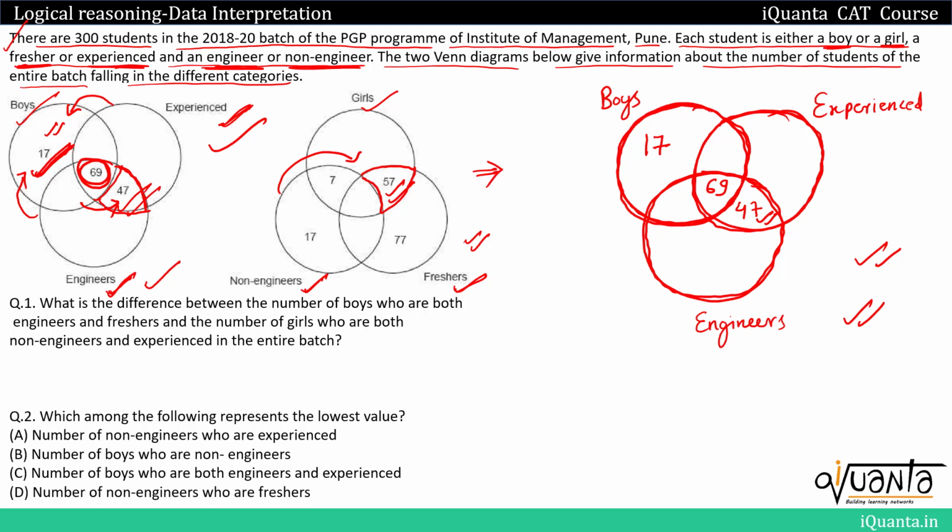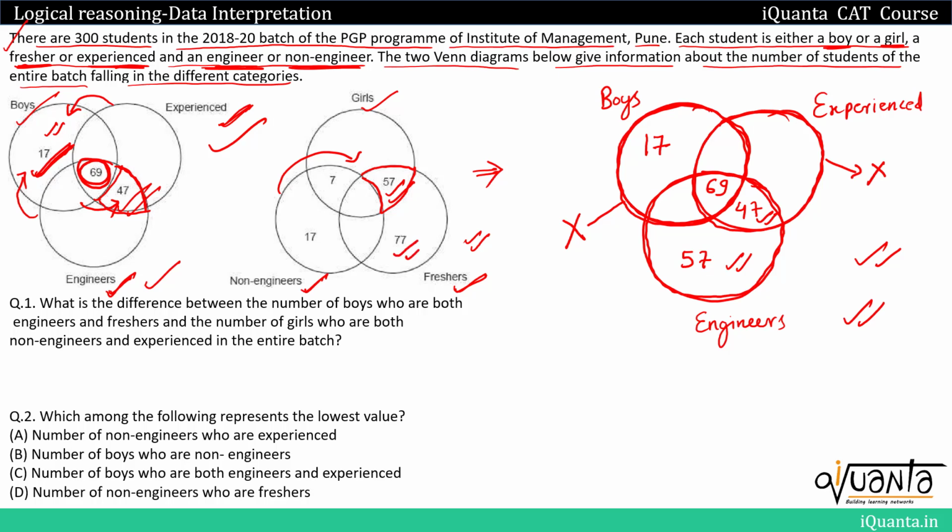Since we are talking about girls, we will not be writing anything in the set of boys. We are talking about freshers, so we will not be writing anything into this set, the set of experienced. But we are talking about engineers because this 57 was lying outside the set of non-engineers. So only one region remains over here which denotes girls, freshers and engineers. So 57 will be written over here. It is all about finding out the correct region in the Venn diagram that we have drawn.